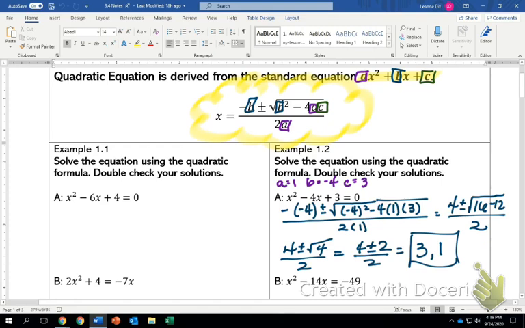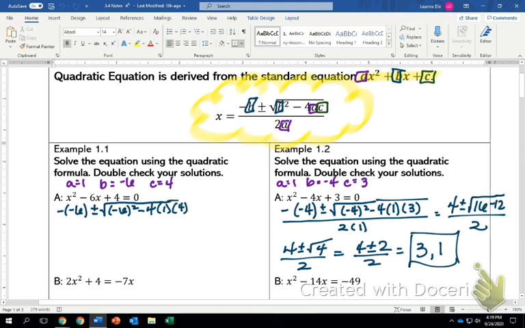So what if it's not as pretty? Well, every single trinomial is going to start off basically the same. So off to the left-hand side, I'm labeling my a, my b, and my c. All right, that's 1, -6, and 4. I'm going to plug it in. Again, my equation starts off with a negative, and then in parentheses, I'll plug in the -6. All right, so we're plugging in everything.